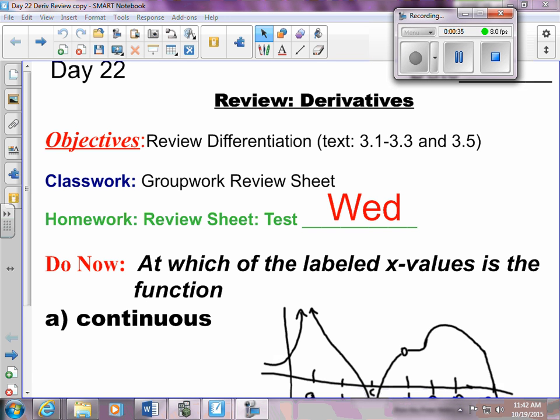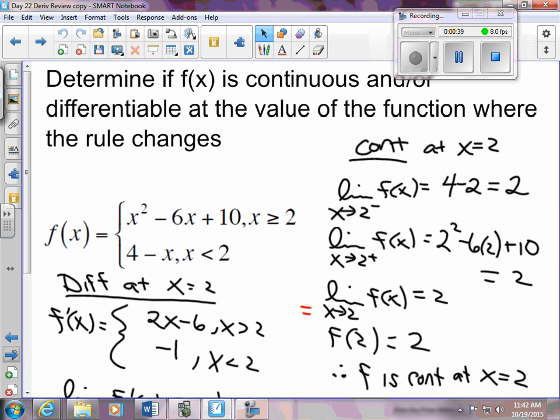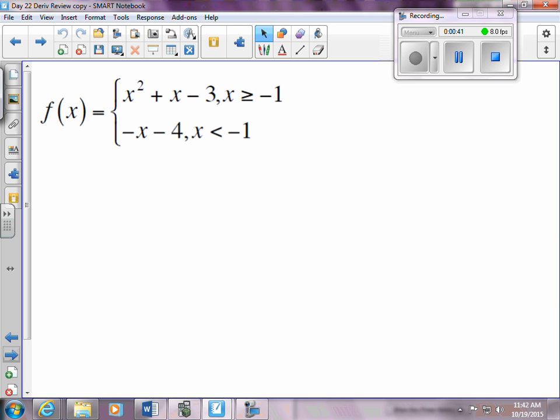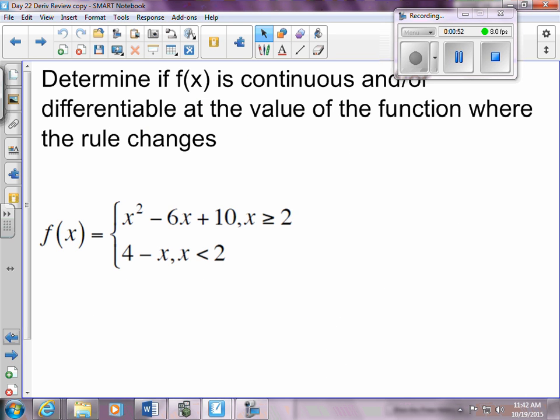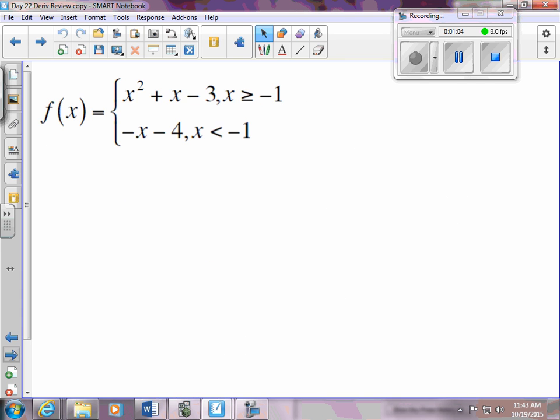So remind me, guys, the day 22 notes. Did we do a few of those with the piecewise functions? Just the first one? Maybe we should do a couple of these then, just to make sure you're comfortable with that. So we did the first one. That's this one. Okay. And it turned out it was continuous at 2, but not differentiable. True. All right, so let's try another one of these.